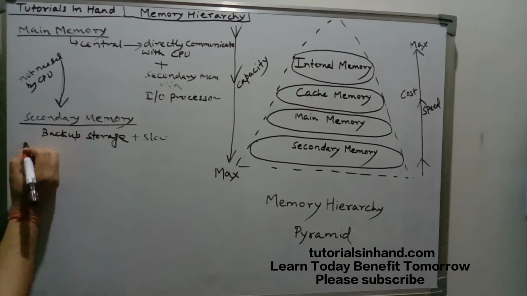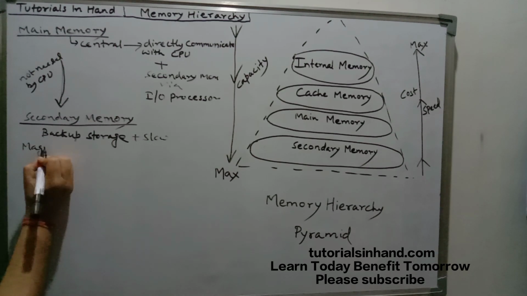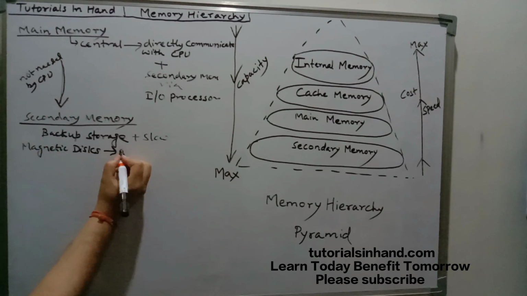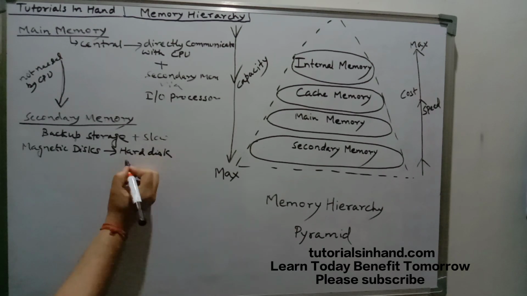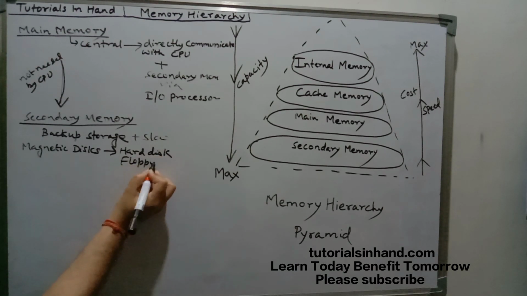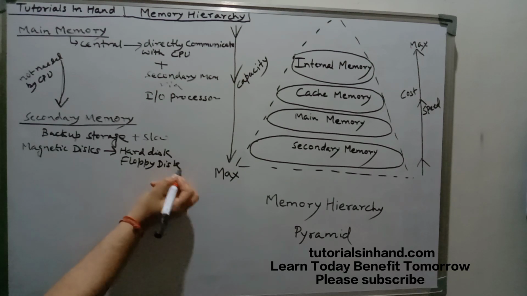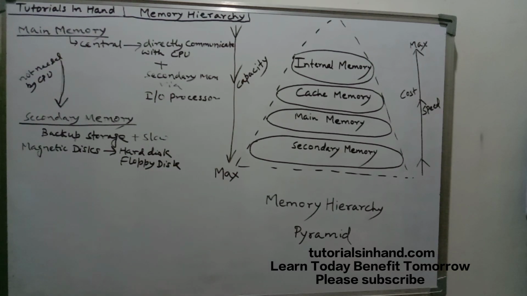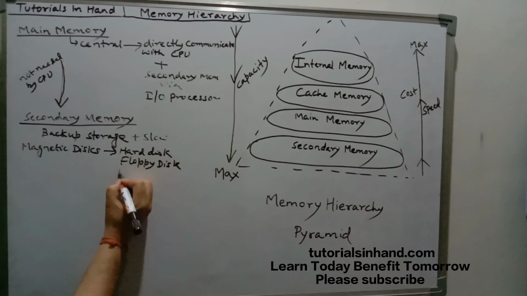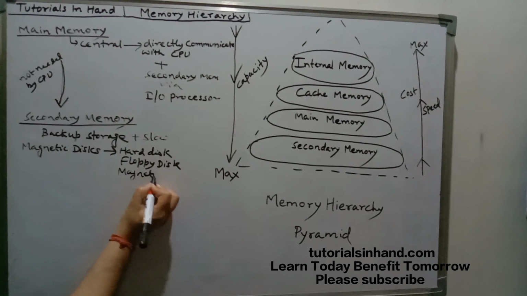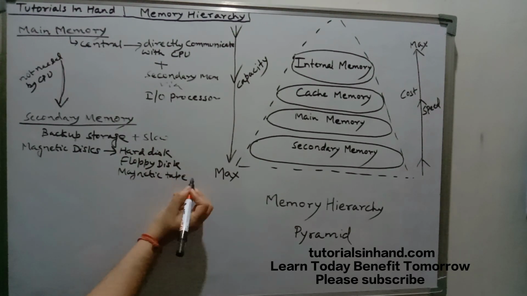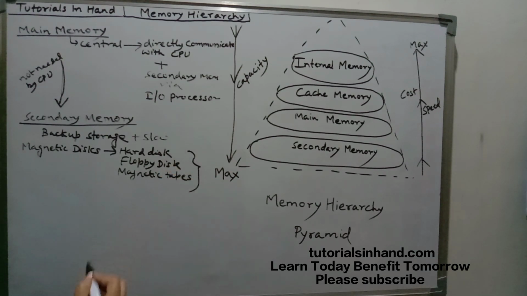And if we ask for the examples, then examples of secondary memory are going to be like magnetic disks. Magnetic disk, what do you mean by magnetic disks? You must have used something like a hard disk, floppy disk. I think you must have used at least something as a backup storage, right? Hard disk, floppy disk, and you can also say magnetic tapes are also used as backup device or secondary device. So these are the examples of secondary memory.